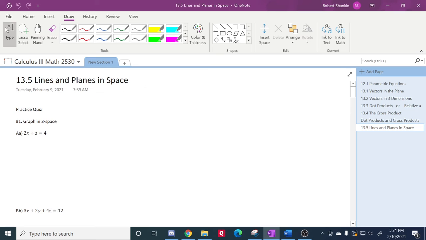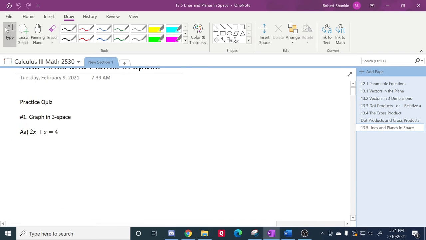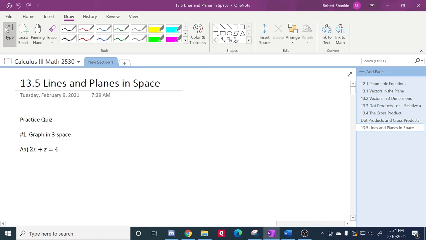So, graph in 3-space this equation, 2x plus z equals 4.